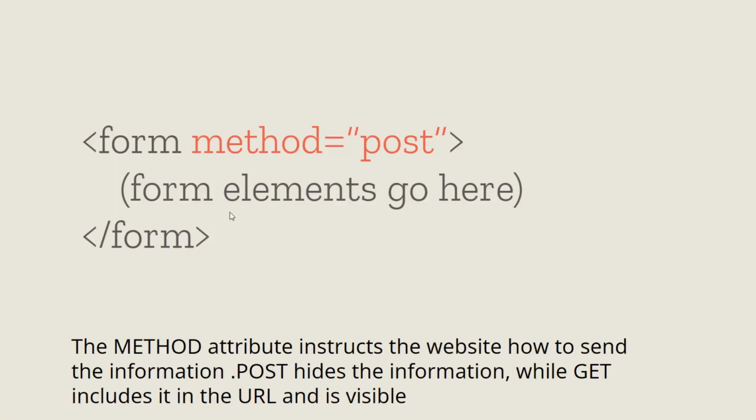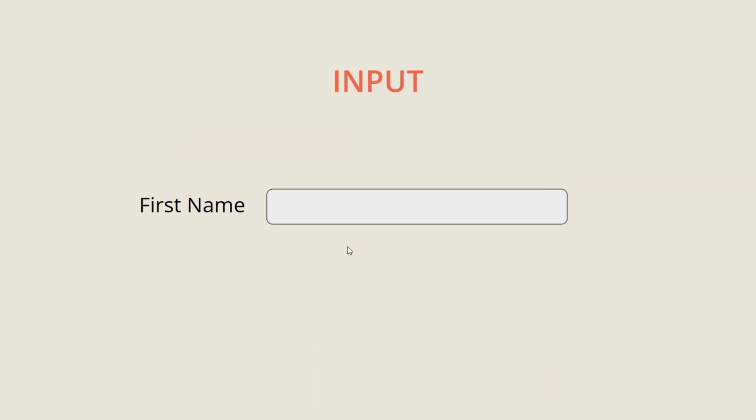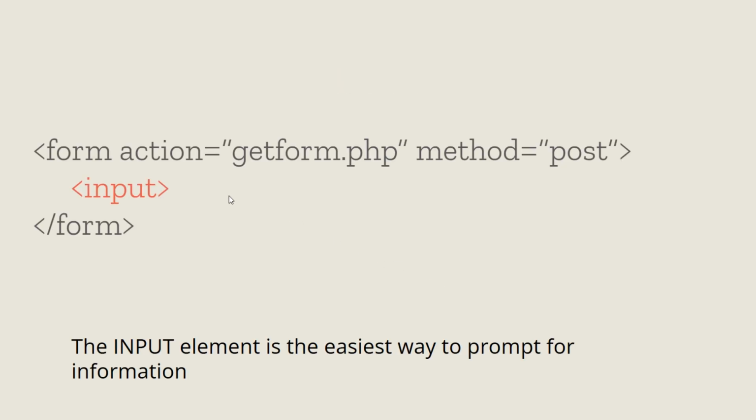Okay, so let's go to our first. So we'll talk about what goes inside here, and the first element is the input. So an input, there are many types of input boxes. Now the first one is the text input, and this looks like this. You have a label, and then you have the input box. So this is what it's going to look like. Input.